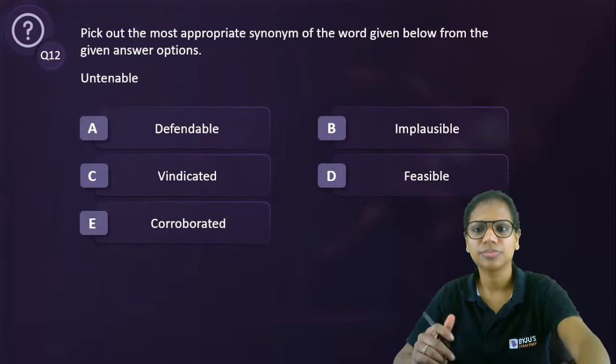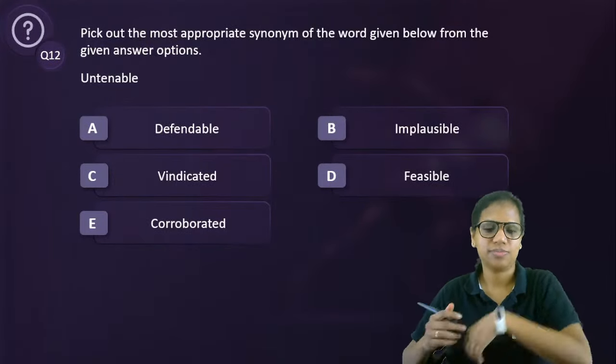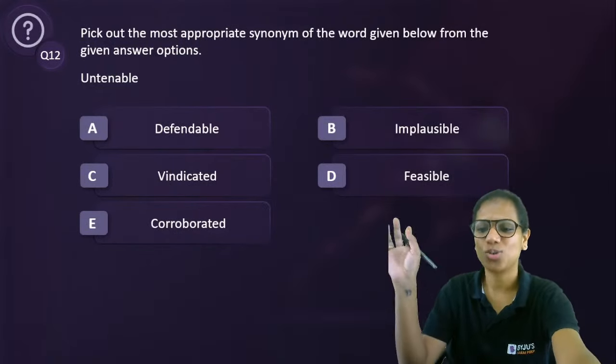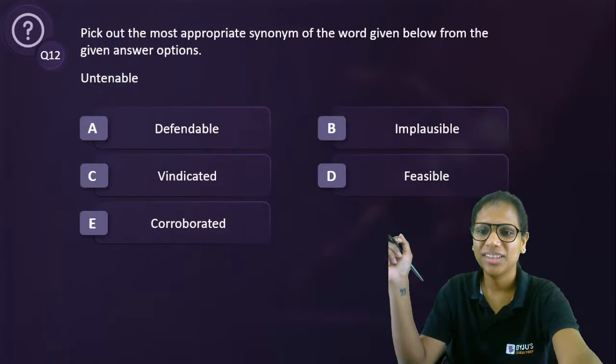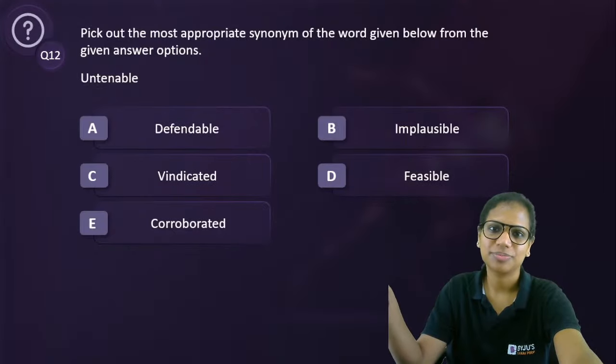Untenable. This sort of an argument will be untenable in the court. I have given you the context also now. This sort of an argument will be untenable in the court.